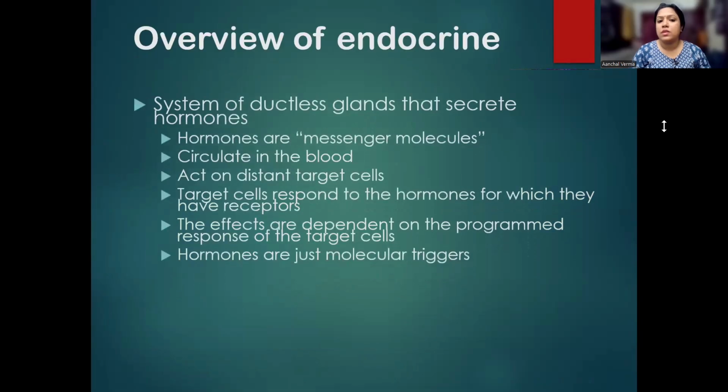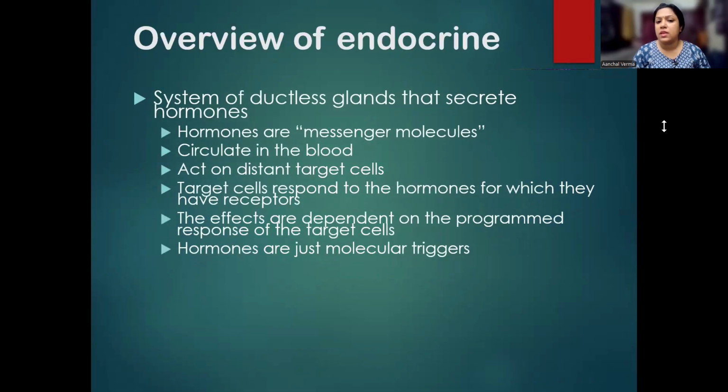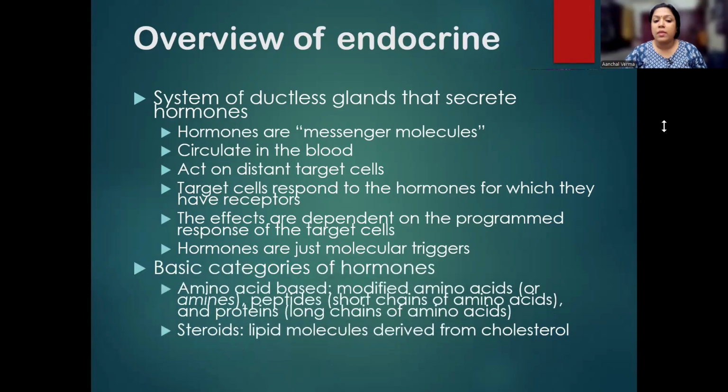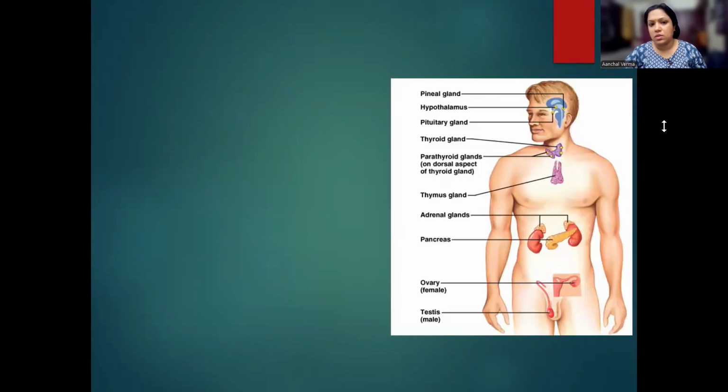Okay, overview of the system, the system of the ductless glands. Hormones are called messenger molecules, the chemical messengers, which circulate in the blood and act on a distant target site. Your pituitary releases a growth hormone and it goes and acts on your long bones, making you tall. So the effects depend on the programmed response of the target site, how your cell has to respond. Hormones are just molecular triggers, and the basic categories we have already understood.